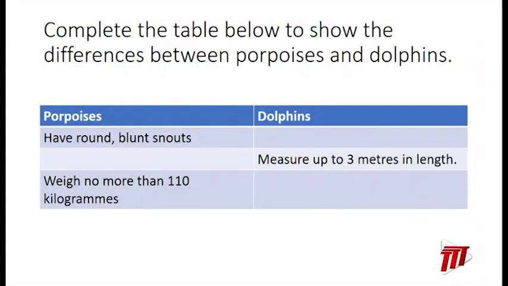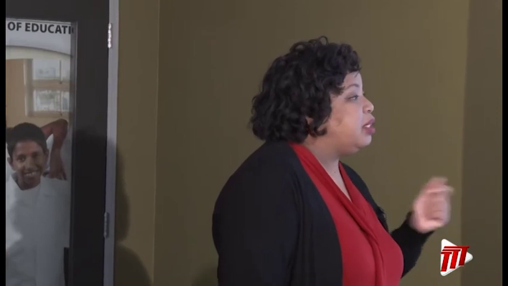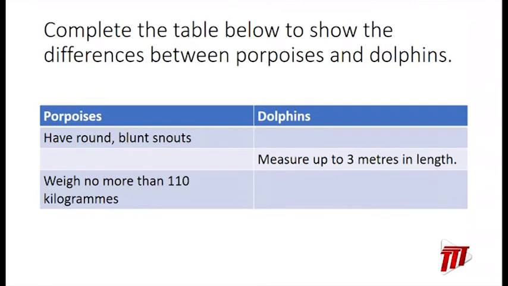Sometimes the questions might come in a table, but the information is still the same. In this table, we have some information about porpoises, and we have some information about dolphins. Can you complete this table with the relevant information based on all that you know? We know that the porpoises have round, blunt snouts. What about the dolphin snout? Was it different? Was it similar? We know that the dolphins measure up to 3 meters in length. How many meters would the porpoises measure?